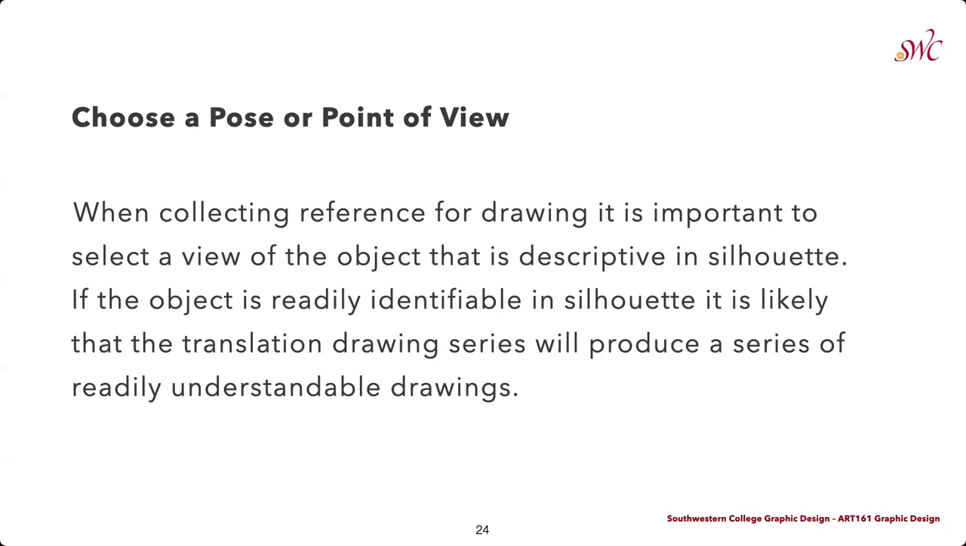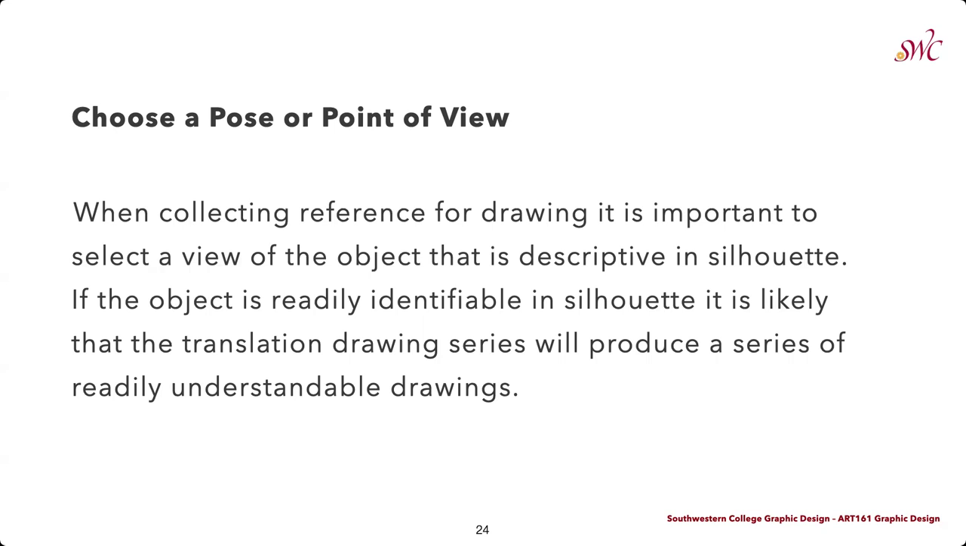As you're choosing your images to begin this project, make sure that you're thinking about the pose of the organic object or animal for example, or the point of view of the mechanical object. And when you're collecting these images, think about a view of the object that is going to be descriptive in the overall silhouette.